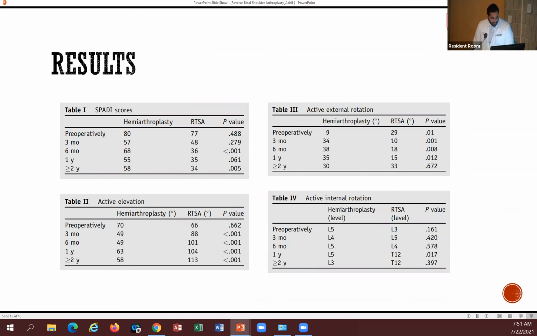Additionally, in this second study that I presented, comparing the hemi and the reverse total shoulder arthroplasty groups, there was a significant difference in age between the two groups. The mean age in the hemi group was 64 years, whereas the mean age in the reverse total group was 72 years. So another concern is that the results from the study are not generalizable to the general public.